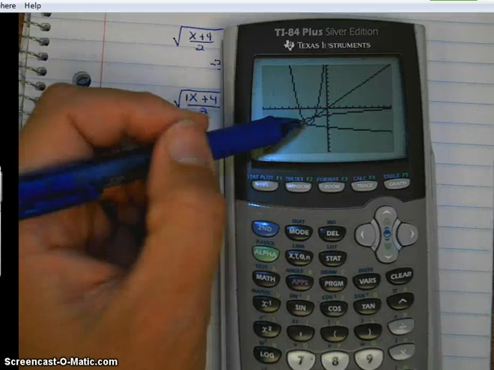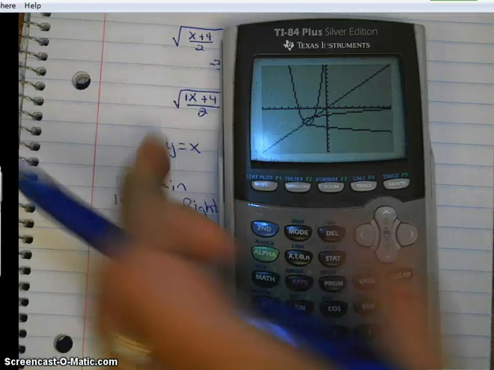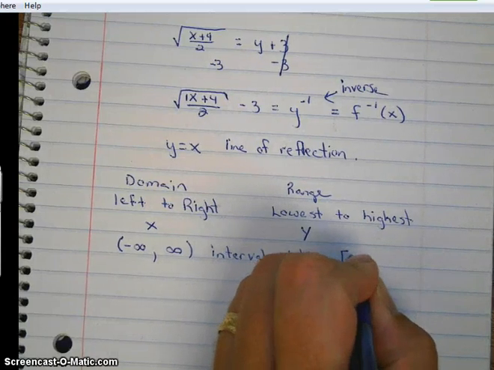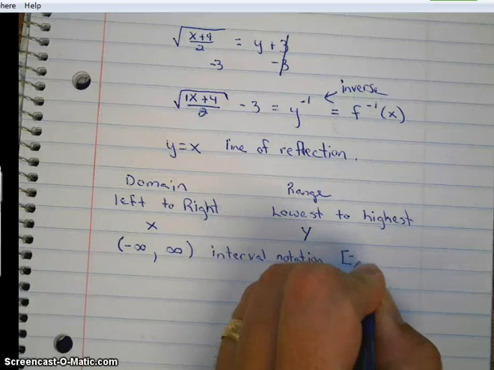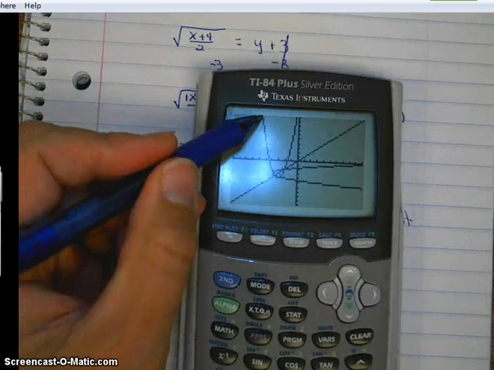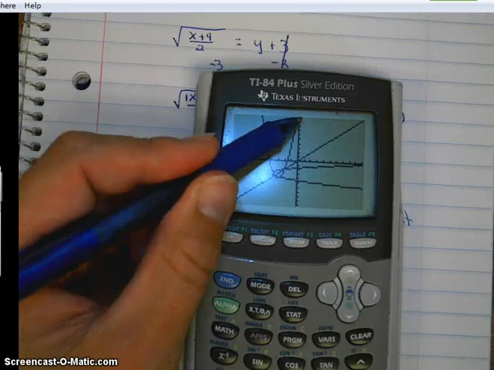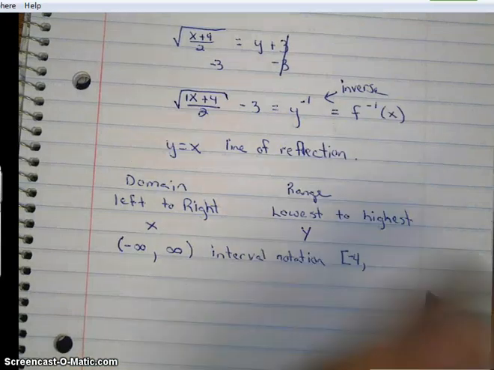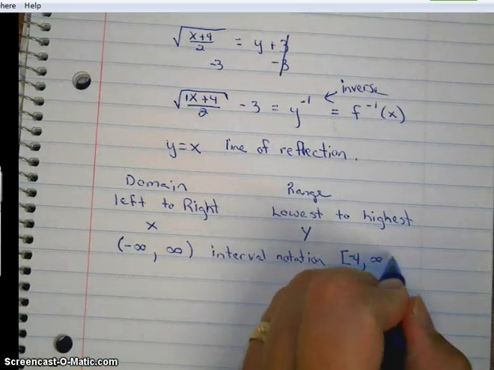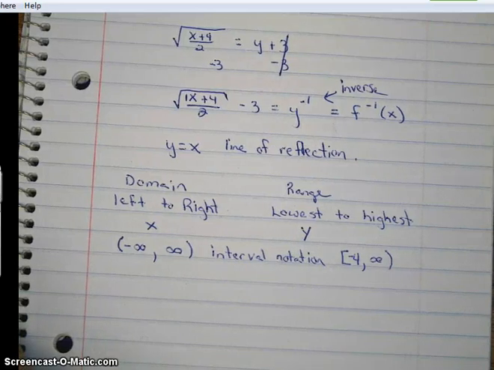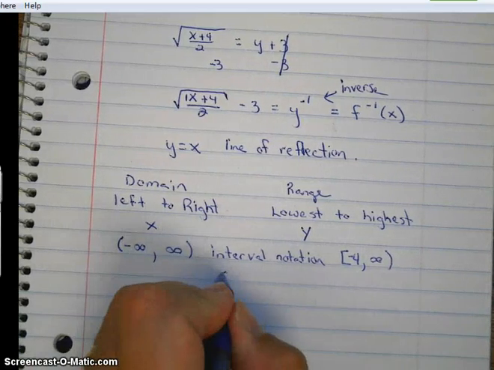Our lowest point here is -4, and it's a solid dot. It's an actual point, so we're going to use brackets. And then my highest point is an arrow. Remember, it keeps going infinitely. So we're going to go to infinity on the other side. That's interval notation.